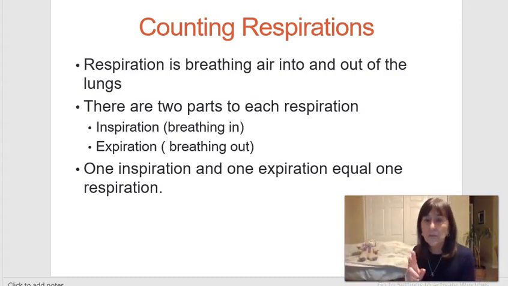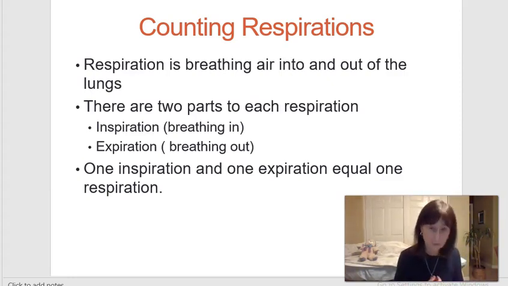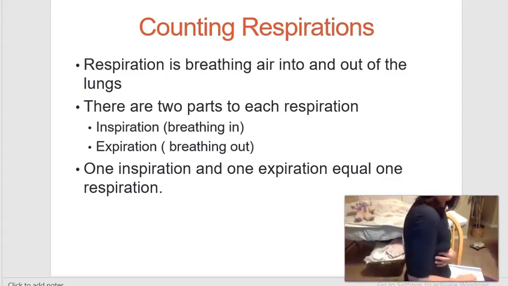There are two parts to one respiration. Inhale, exhale, that's one. Inhale, exhale, that's two. That one we're going to do live. You're going to do it on me one by one, and you're going to count my breathing. Now, I try to get a side view of people when they're breathing, so we can see it from the side. It's just a little easier.